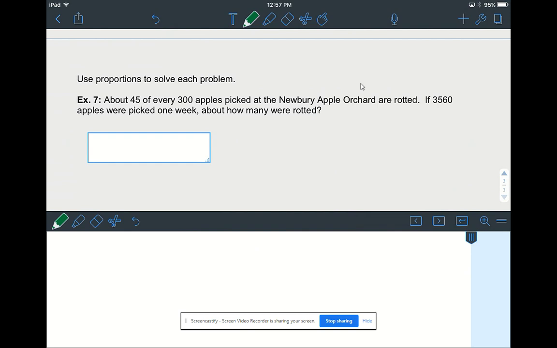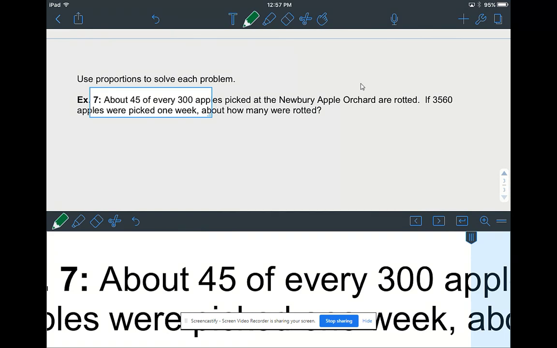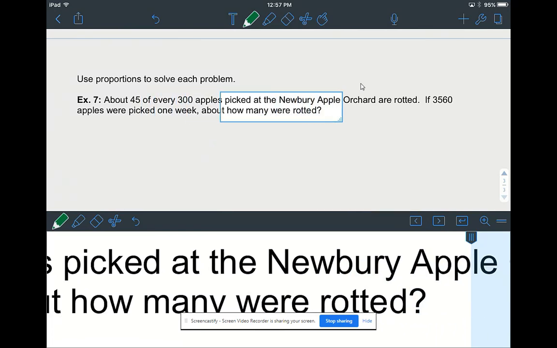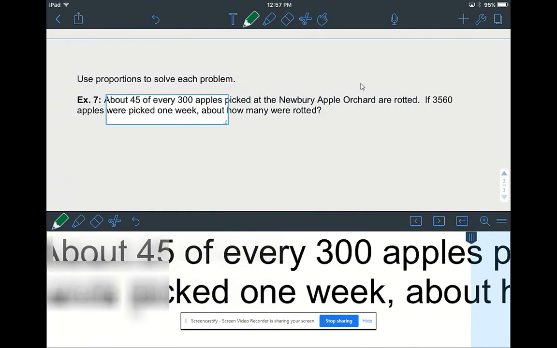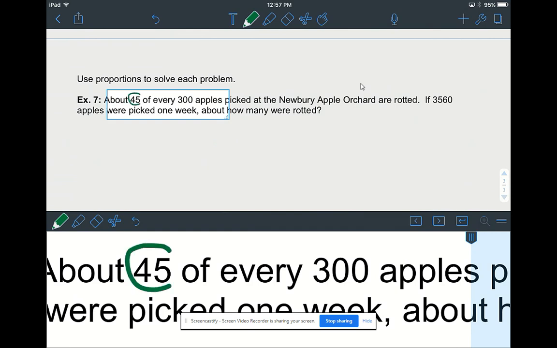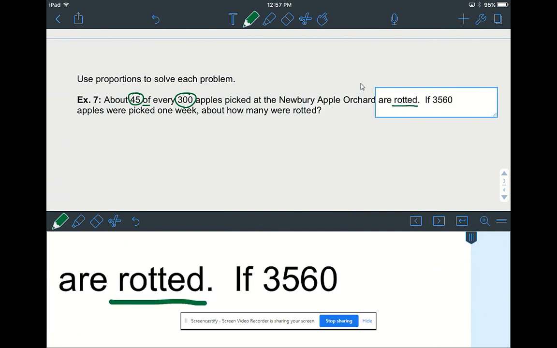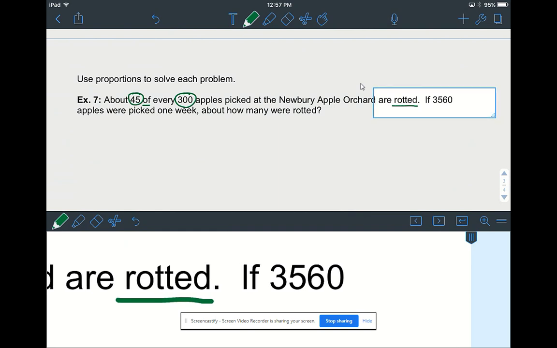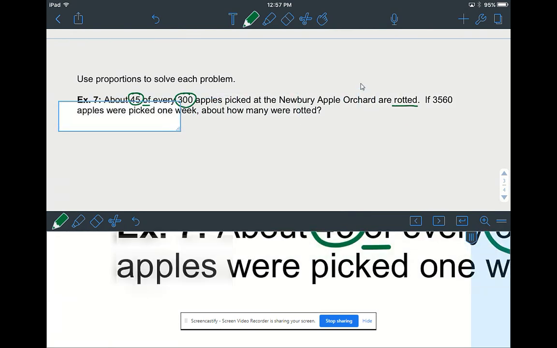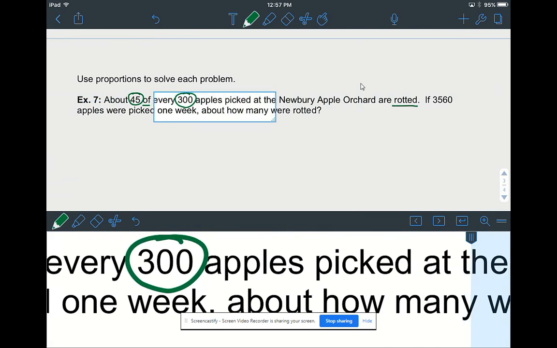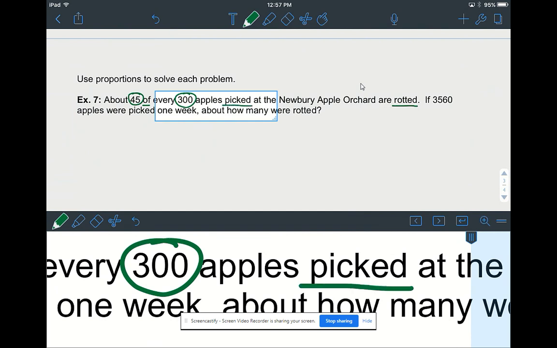So we're going to look at this, and it says about 45 of every 300 apples picked at Newberry Apple Orchard are rotted. So hopefully you know the important pieces in here. 45 of 300 apples, and then I'm going to underline rotted because these apples are rotted. If 3,560 apples were picked one week, how many of those are rotted? Oh, we forgot to underline the good word, picked, up here.